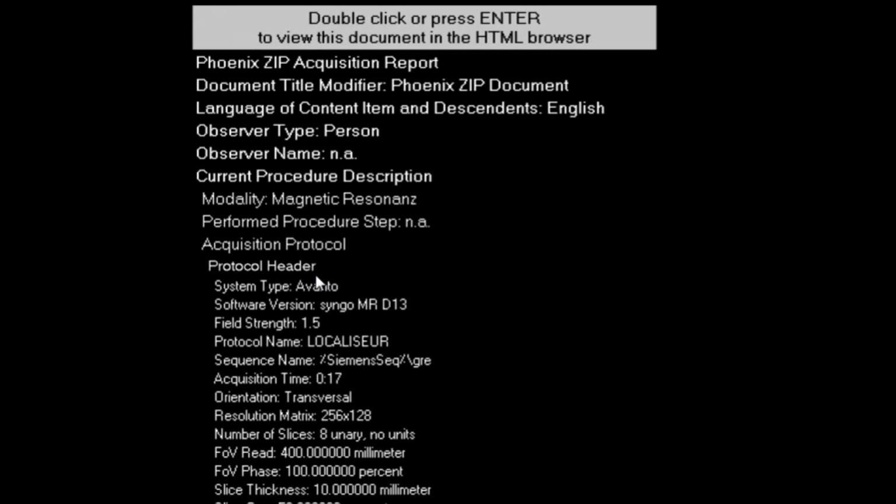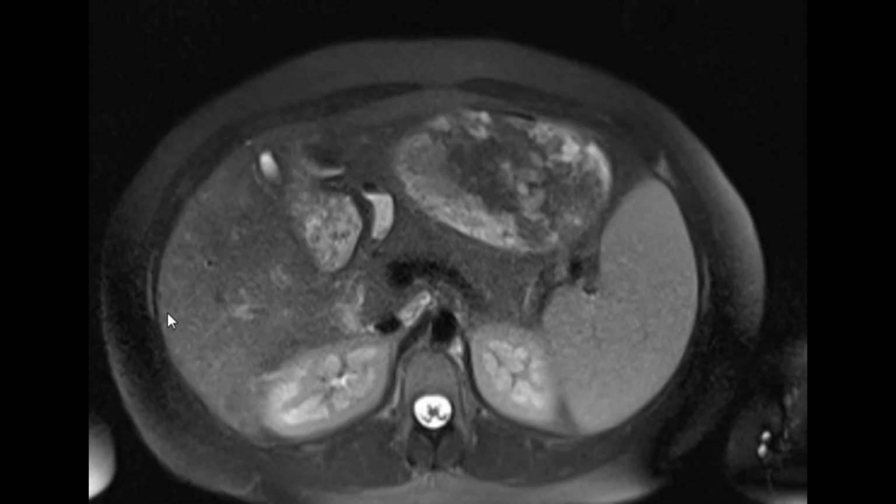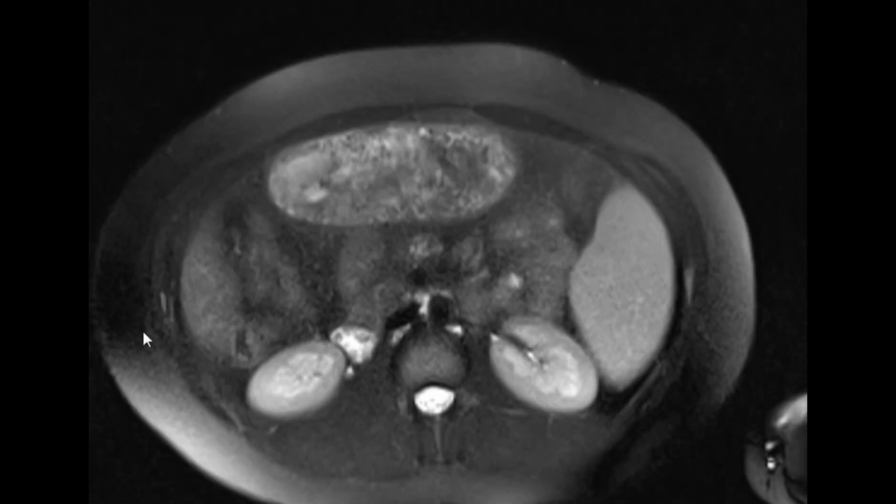So first case, this one will be a 30-year-old female patient with vague abdominal pain and normal ultrasound. Nothing. Pain, generalized ill health, whatever. So MRI was ordered for her.